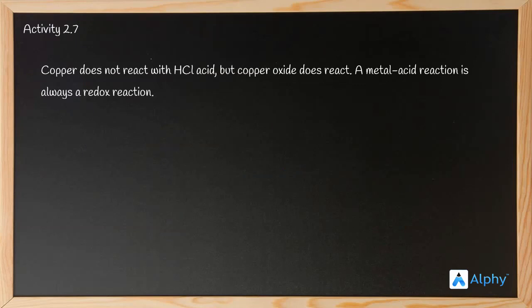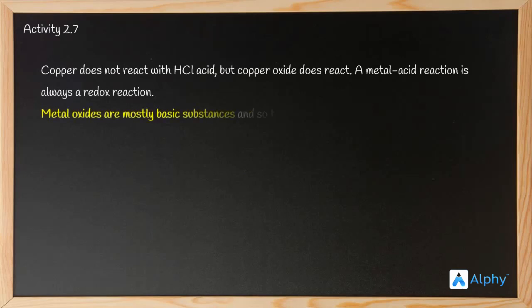A metal acid reaction is always a redox reaction. We know, right? Copper does not react with hydrochloric acid. However, copper oxide does react, and this is a metal acid reaction, right? Because copper is itself a metal. So copper oxide is equally, or you can actually consider it as, a metal oxide, right? So you can say that a metal or metal oxide and acid reaction is always a redox reaction. We will see further how this reaction is a redox reaction.